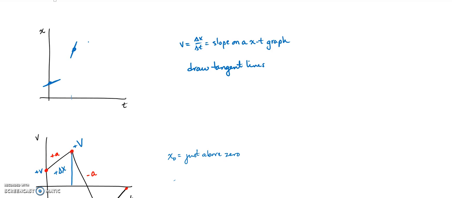All right. Now, as I go to this point here, I have to ask myself, well, what's this? This is a velocity of 0. So that means my slope is 0. Well, where do I put that line? Where do I put that flat line?